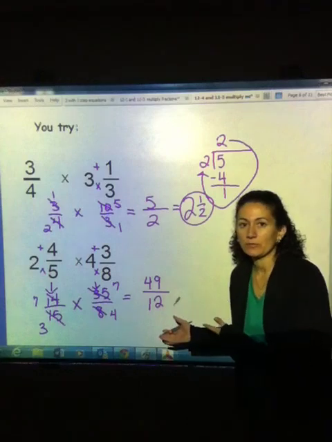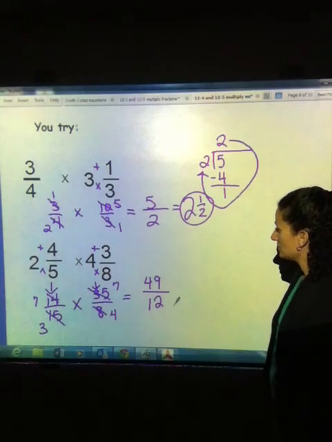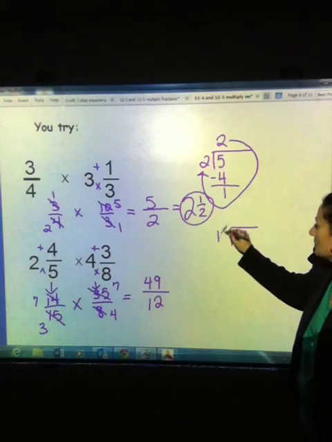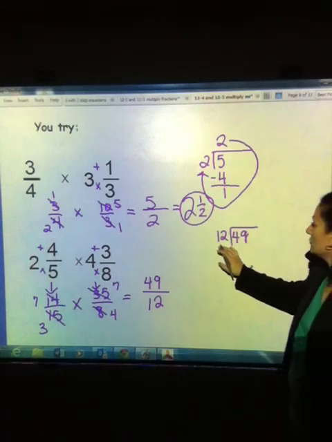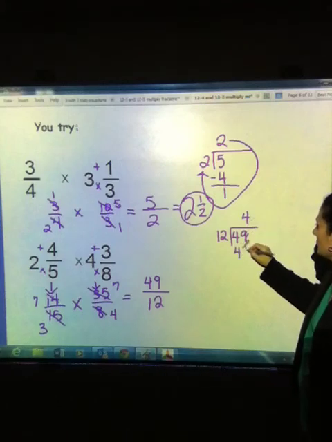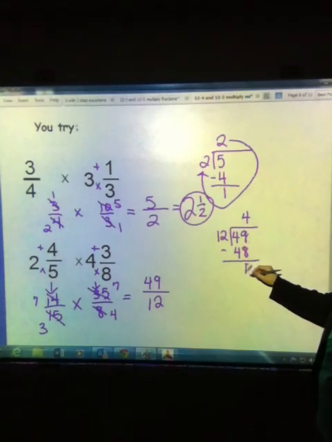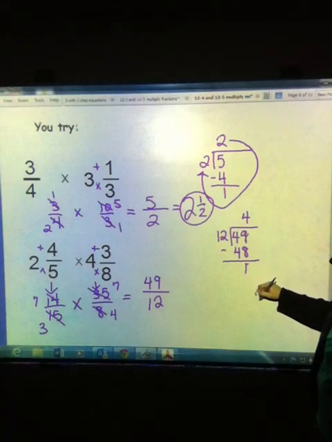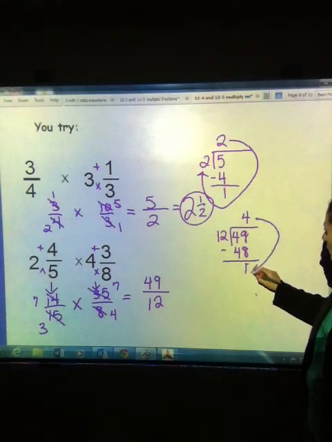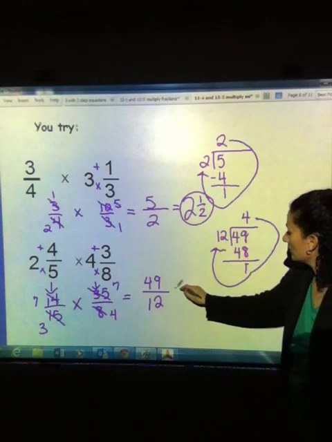And I have an improper fraction, so I'm going to do one last division problem to figure out what that mixed number would be. I know 12 goes into 49 4 times, because 4 times 12 is 48, with a remainder of 1. So my answer is 4 wholes and 1/12.